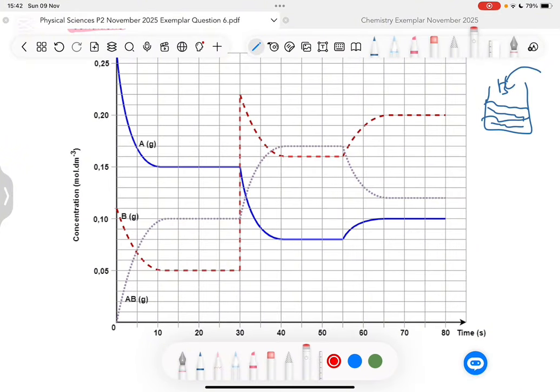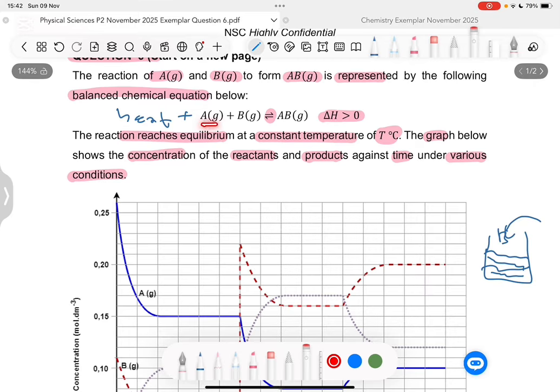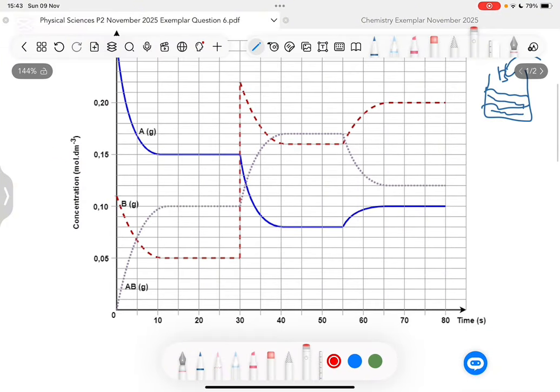Now for B to go backwards, it means that it must react with A. If B decreases, it means it's reacting with A. Both of them must decrease because they are reactants. Remember, if B decreases, it means it's reacting with A, so they're getting used up. And when they decrease, it means AB must increase. And this is what is happening here. You will see that B decreases and A also decreases, and the AB then increases, it gets formed. And at some point, as that is happening, you will find that we will reach a new dynamic equilibrium. We establish a new dynamic equilibrium.